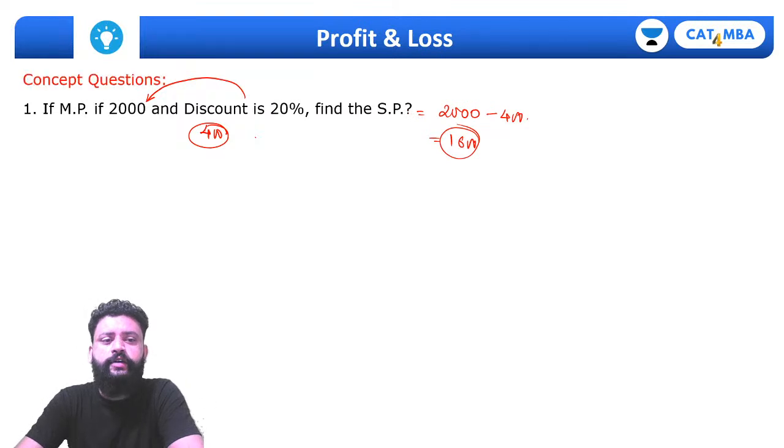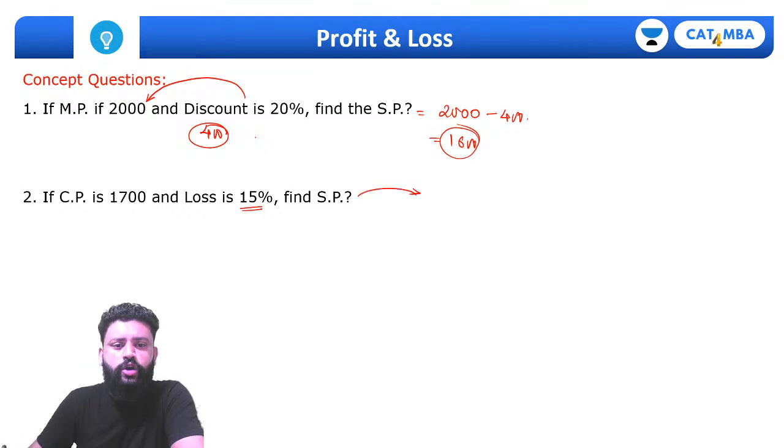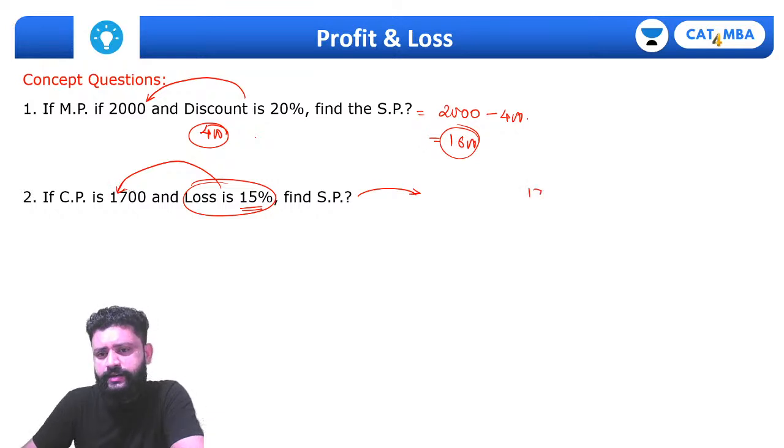Okay, let's go ahead. This is the second question. Let's write. If the cost price is 1700 and there is a loss of 15%, how to get the selling price? So simply loss is also in comparison with the cost price. So simply you can see 1700. So selling price must be less than the cost price, and the loss is of 15%.